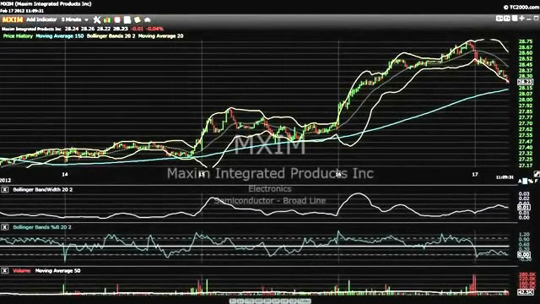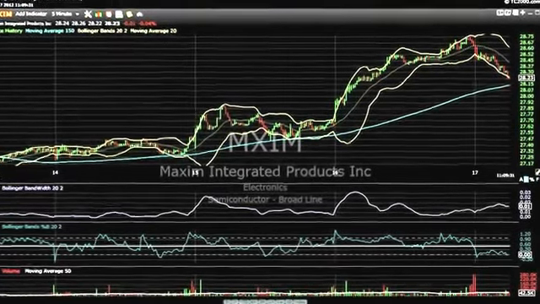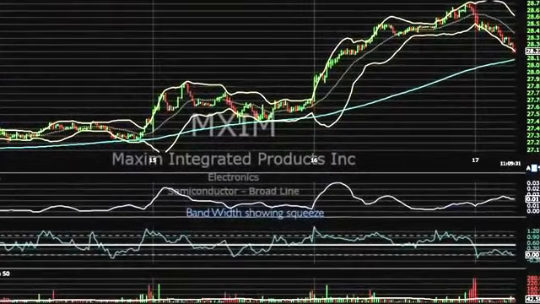Another example here is Maxim. It's a long trade instead. We have bandwidth showing a squeeze. We're seeing a low reading. We're seeing that the %B is above the midpoint, telling us that price has been closer to the upper band than the lower band, telling us that buyers are aggressive. It's showing momentum prior to the breakout.